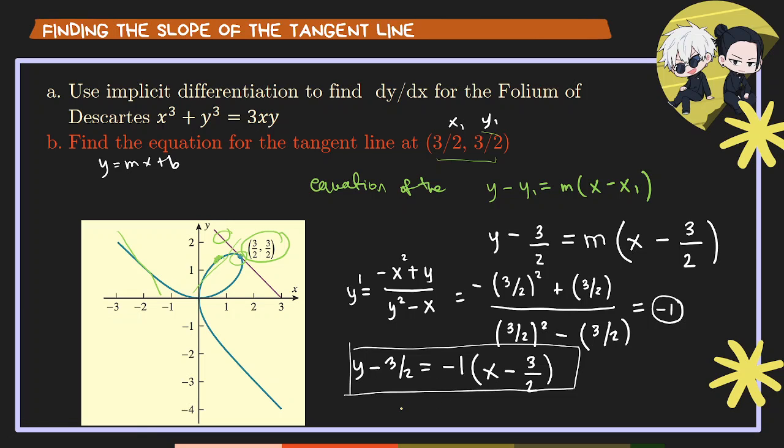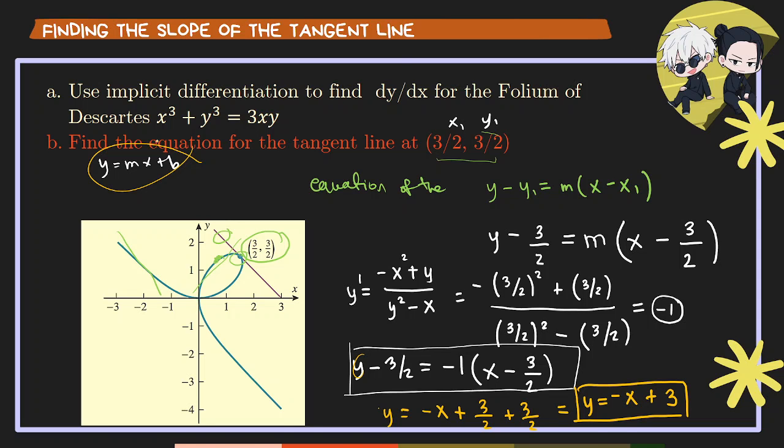We are just going to isolate this y, diba? Ito yung y ko. Y is equal to negative x plus 3 over 2 plus 3 over 2. Okay? So, meron na tayong y is equal to negative x plus 3. Ay, mali pala. 3. Oo, 3. Mm-hmm. So, this is the answer. Ito yung y is equal to mx plus b form, ha?